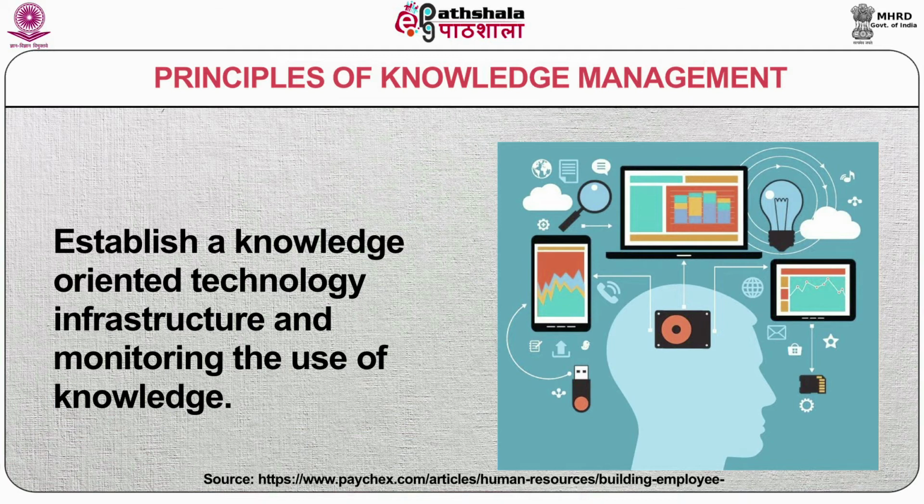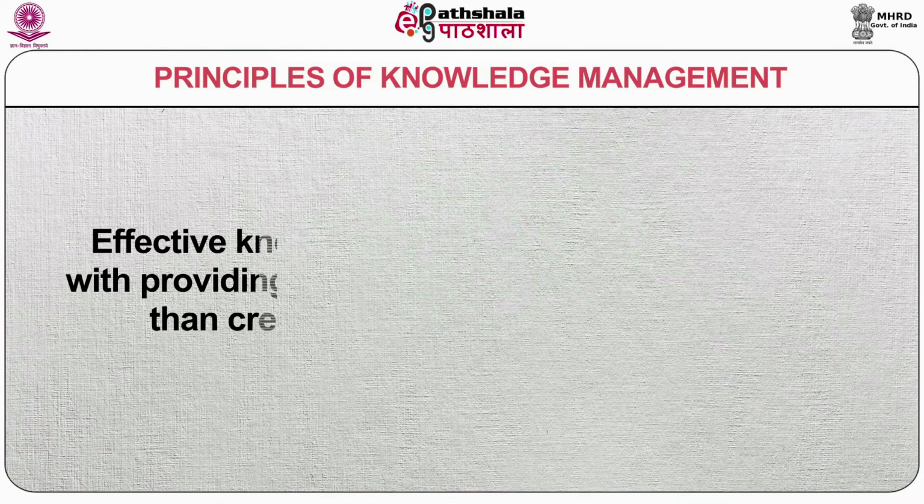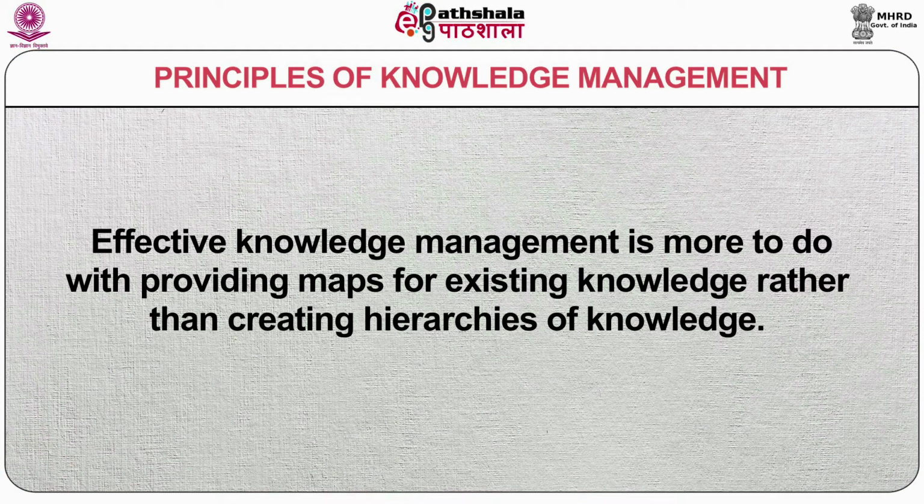The next principle is that knowledge management benefits from the various models of markets rather than hierarchies. Effective knowledge management is more to do with providing maps for existing knowledge rather than creating hierarchies of knowledge. They should be able to connect the client needs with the required information from the knowledge database.